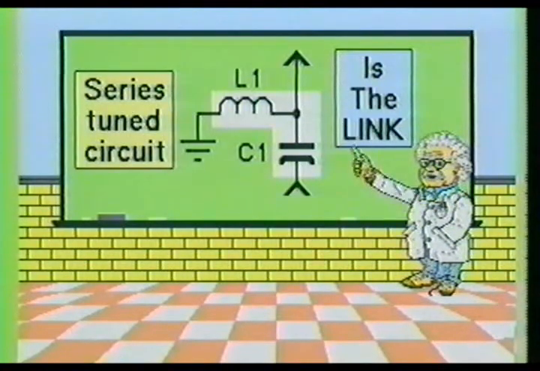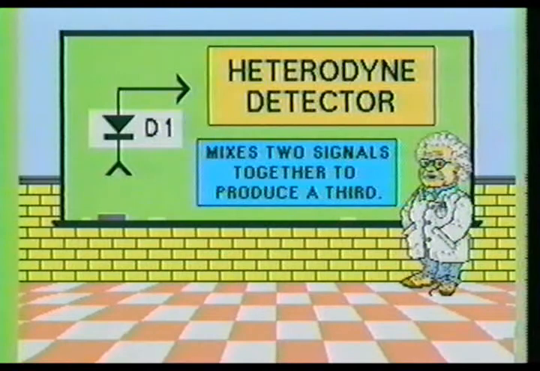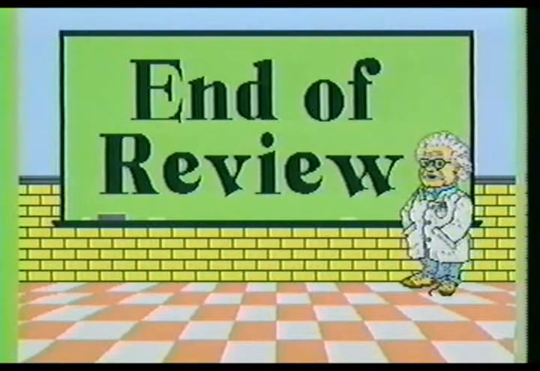A tuned series resonant circuit is used to link the video IF amplifier stage to the beginning of the sound takeoff. Within the sound IF detector stage of a color television receiver is one main component called the heterodyne detector. This diode mixes the IF sound carrier with the IF picture carrier to obtain the new frequency-modulated 4.5 MHz signal. This concludes review number 2.